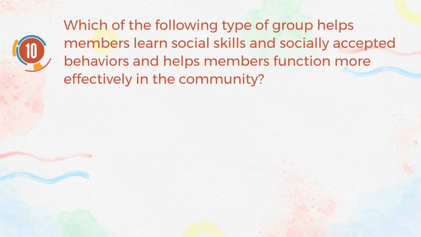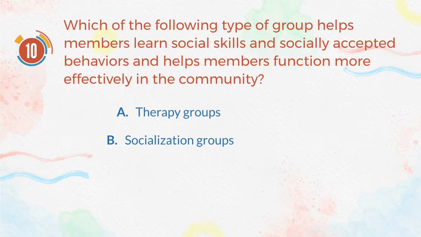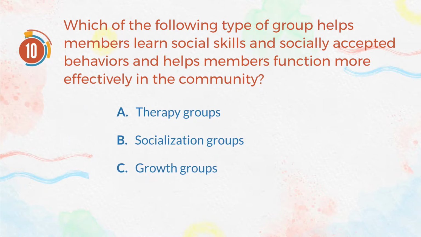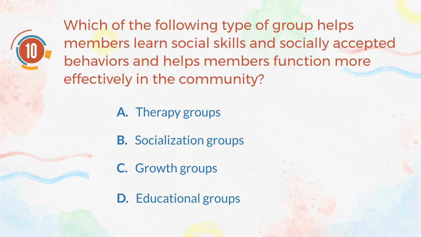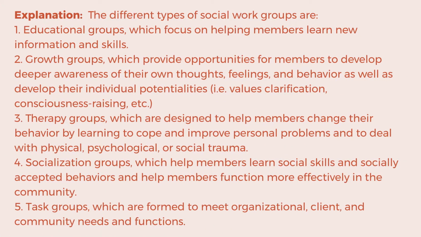Number 10. Which of the following type of groups helps members learn social skills and socially accepted behaviors and helps members function more effectively in the community? A. Therapy groups. B. Socialization groups. C. Growth groups. D. Educational groups. The correct answer is B. Socialization groups. Explanation. The different types of social work groups are 1.